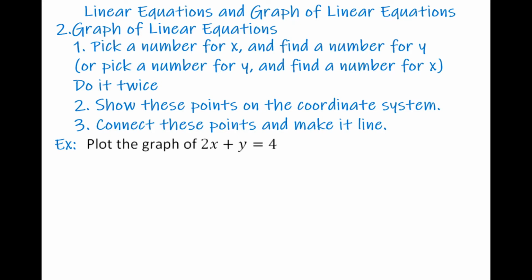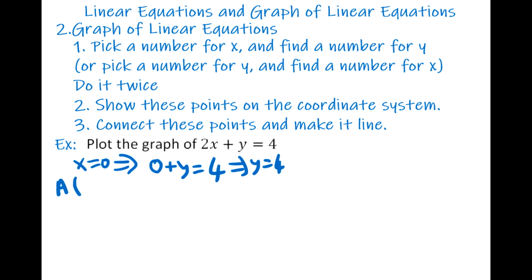Okay, we have another question, and it says plot the graph of 2x plus y, which is equal to 4. And again, we're going to pick a number for x and we're going to find a number for y. Again, the easiest way is just pick a number for x as 0. So when x is 0, just put 0 instead of x. Then it's going to be 2 times 0, which is 0. 0 plus y is 4. So in this case, y is 4. That means I found the first point. Let's call it A. When x is 0, y is 4, guys.